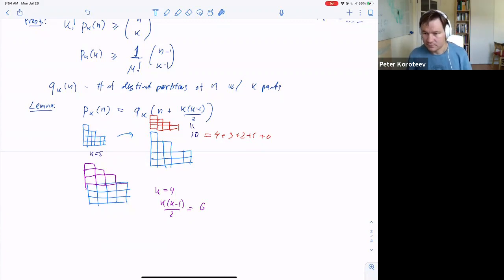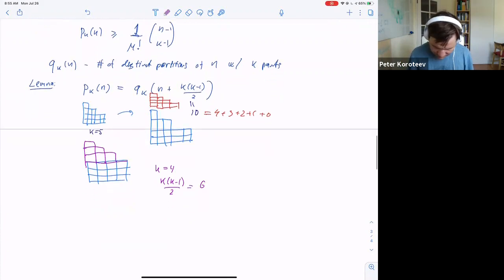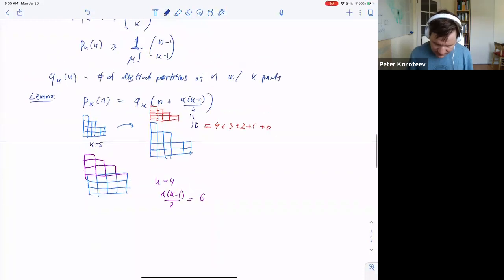Okay. Is this clear? Good. Great. Okay. Now, next up, right? So that's done. So this formula allows you to interpolate between all partitions and distinct partitions.